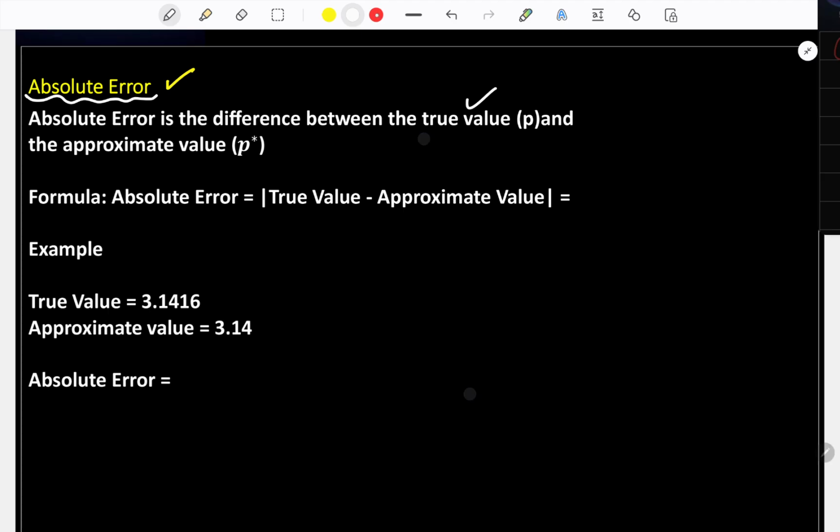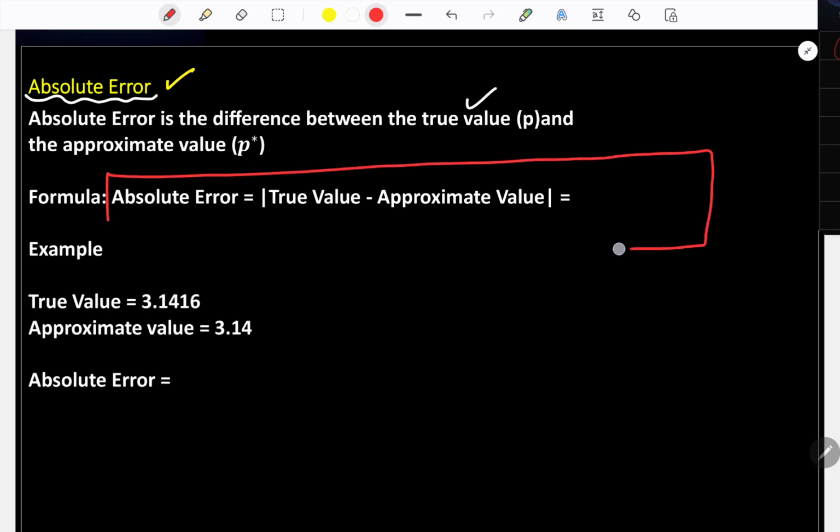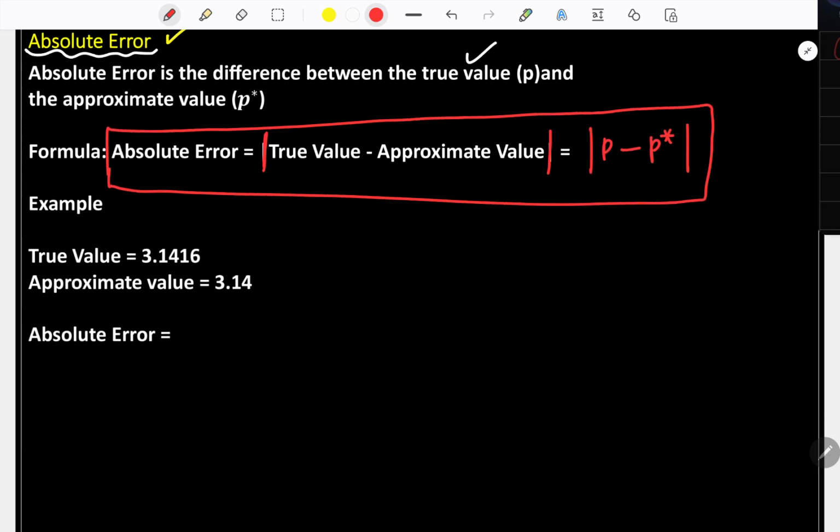So the formula for the absolute error is, the word itself says, absolute. So absolute error is equal to the absolute value of true value minus approximate value. I call the true value P, and the approximate value I call P star. So absolute value of P minus P star is the formula. So just remember the formula.